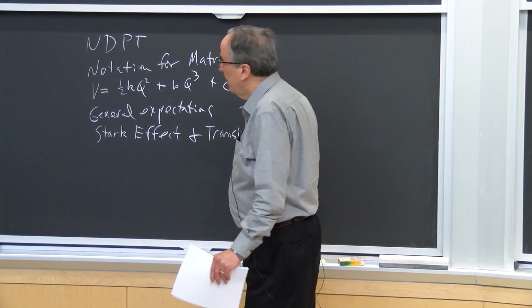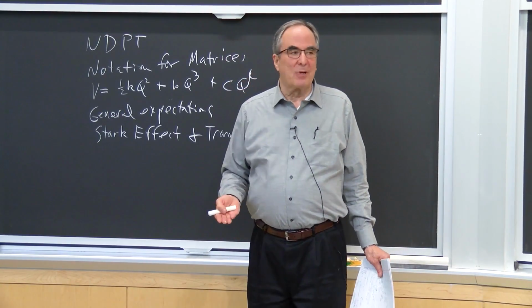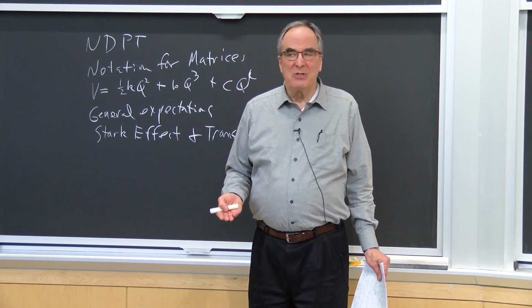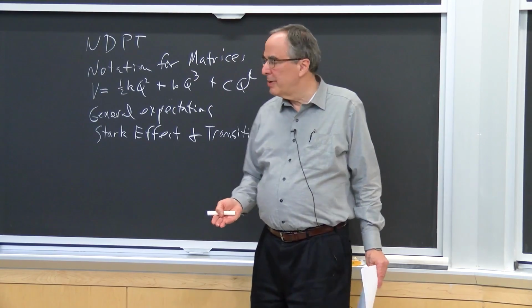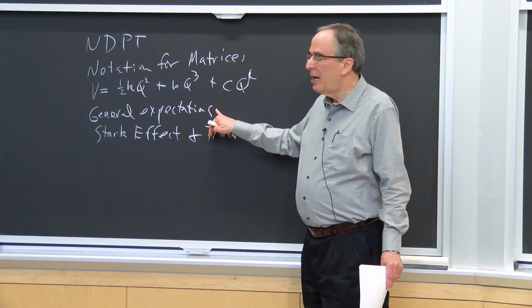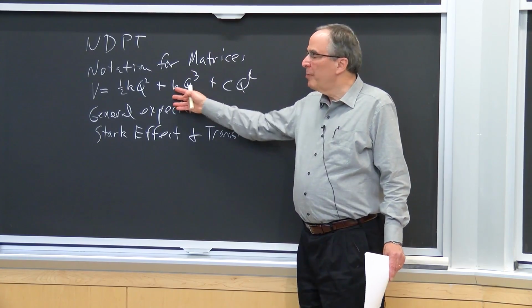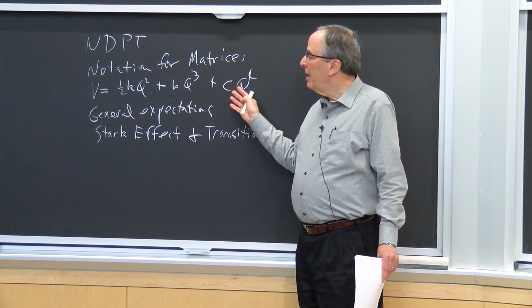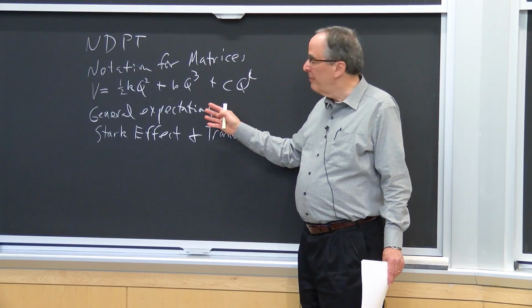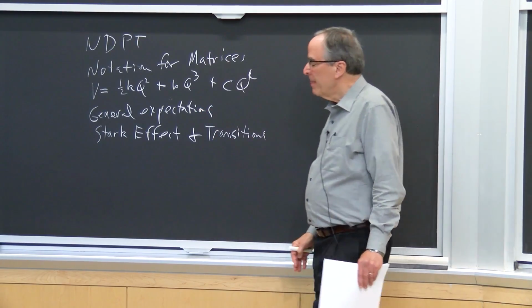And now the algebra does not get simpler. And so it's easy to get lost in the algebra. And so I will give you some rules about what to expect when you have a potential like this. And how does that come out of non-degenerate perturbation theory?